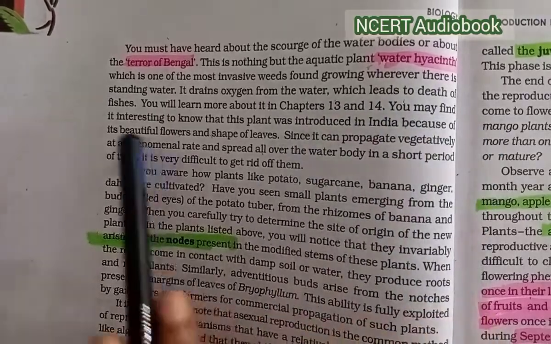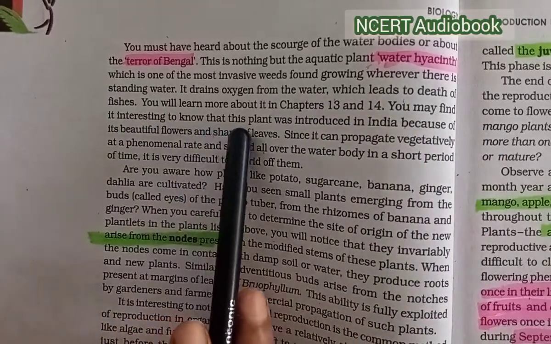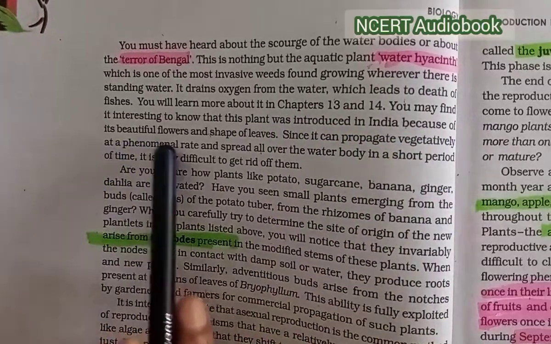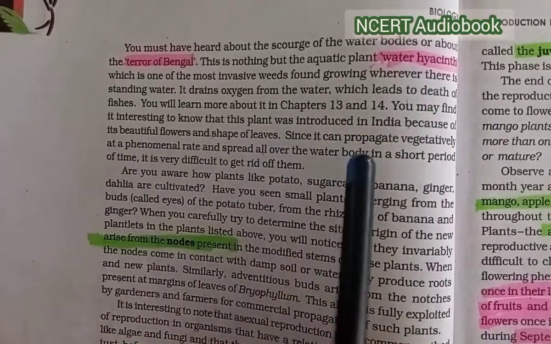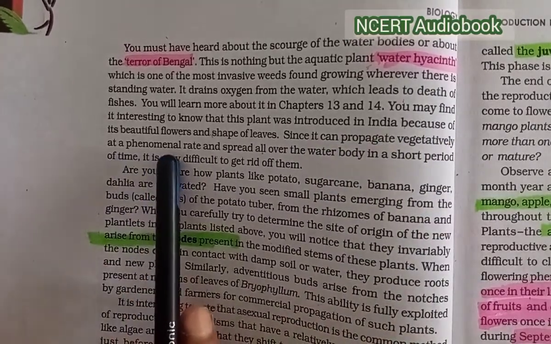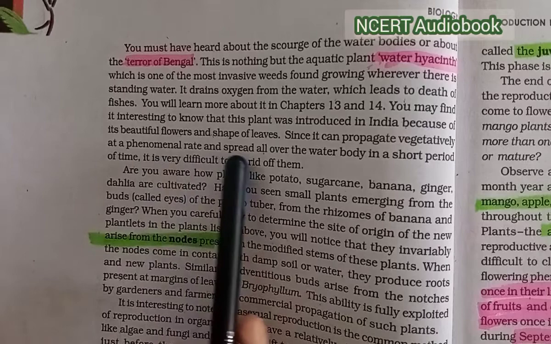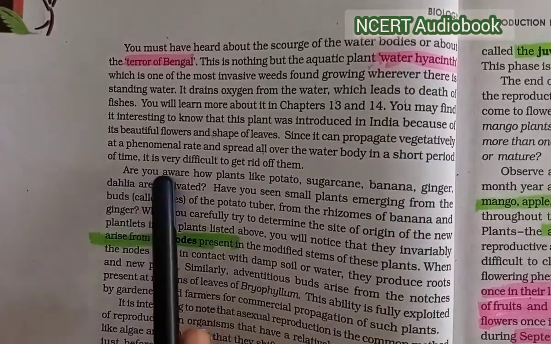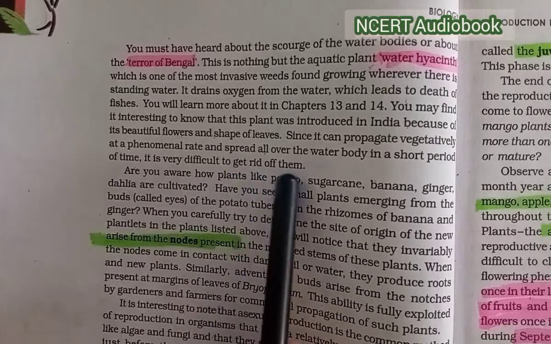You may find it interesting to know that this plant was introduced in India because of its beautiful flowers and shapes of leaves. Since it can be propagated vegetatively at a phenomenal rate, it spread all over the water bodies in a short period of time. It is very difficult to get rid of them.